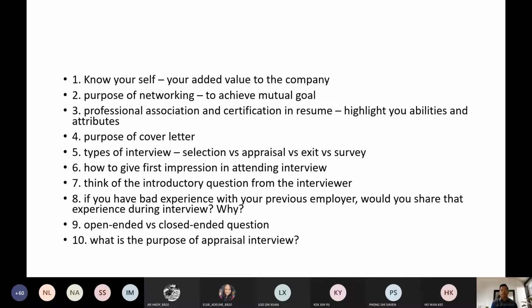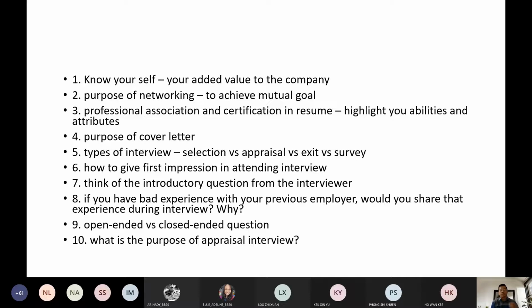And exit interview is the interview when people want to retire early from their retirement date. So this is what we call exit interview. Survey is a basic interview. People doing research use surveys. So what could the question be?